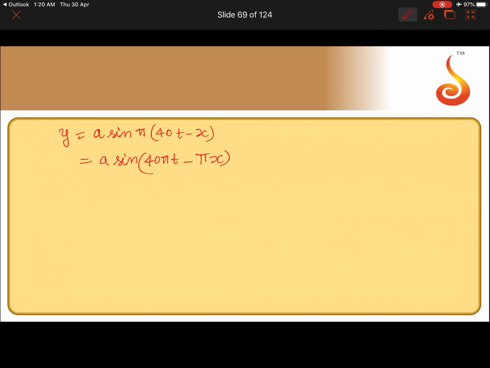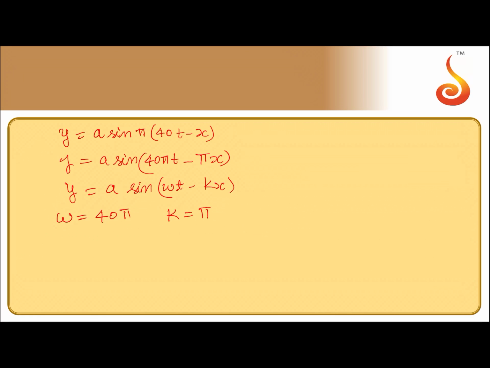minus pi x. Now compare this with standard equation y is equal to a sine of omega t minus kx. So from this omega is equal to 40 pi, k is equal to pi. So what do you get? V is equal to omega by k, just like the previous problem, so 40 pi by pi. So that should be equal to 40 meter per second. They have given everything in meter and second, so you'll get it in meter per second. That is option A.